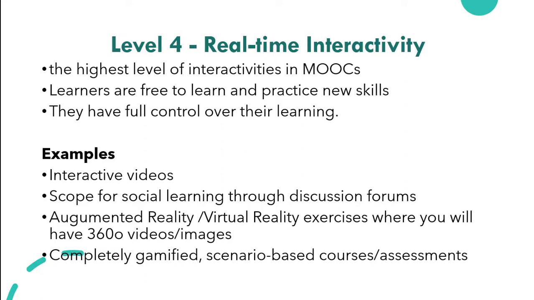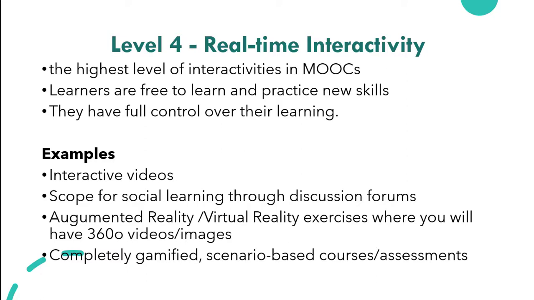In this level, you can find interactive videos and scope for social learning through discussion forums, augmented reality or virtual reality exercises where you will have 360-degree videos or images, and you will also have completely gamified or scenario-based courses or assessments. This level of interactivity is apt when you want to help your learners understand multifaceted and complex issues and train them on strategic level skills as well as bring about a change in their attitude or behavior.